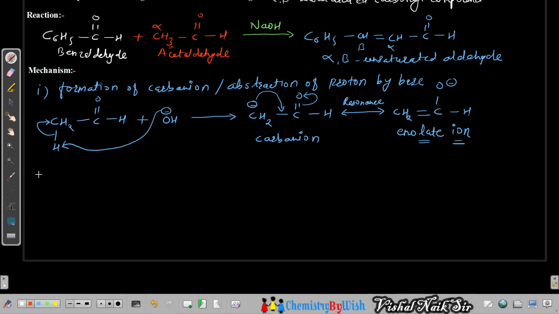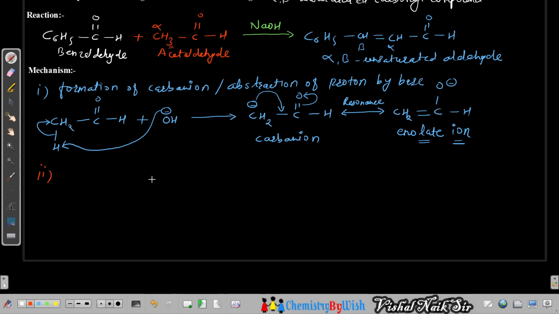What is the next step? That is the second step. This carbanion is very reactive and acts as a nucleophile. ये जो nucleophile है ये डायरेक्टली अटैक करता है हमारे एरोमेटिक अल्डिहाइड पे जिसपे अल्फा हाइड्रोजन एटम नहीं है.